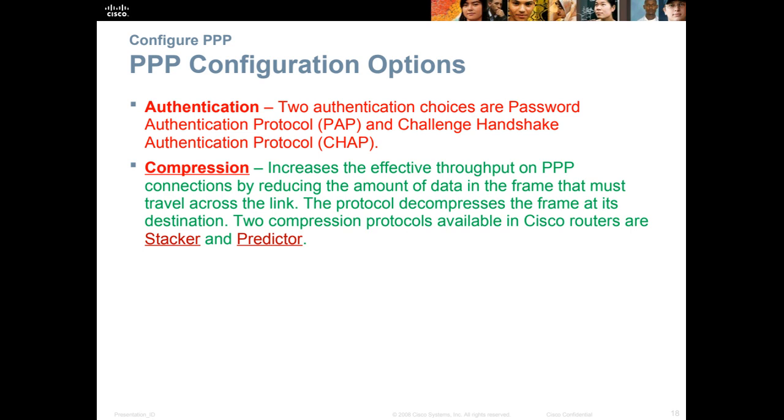Authentication: how do you authenticate devices, the routers, to communicate with each other? We have two options, PAP or CHAP. For compression, it increases the effective throughput on the PPP connection. How? By reducing the amount of data in the frame that must travel across the link. The protocol decompresses the frame at its destination. There are two compression protocols available in Cisco routers, called stacker and predictor. We have already mentioned that.